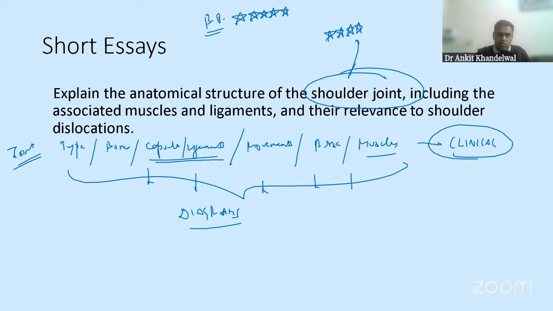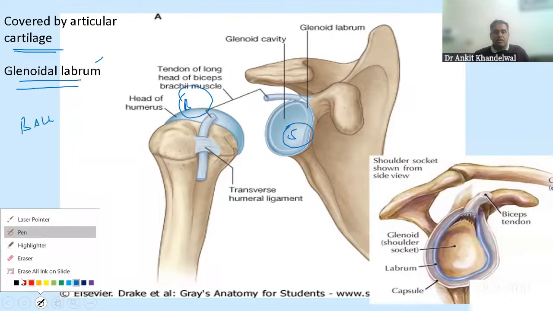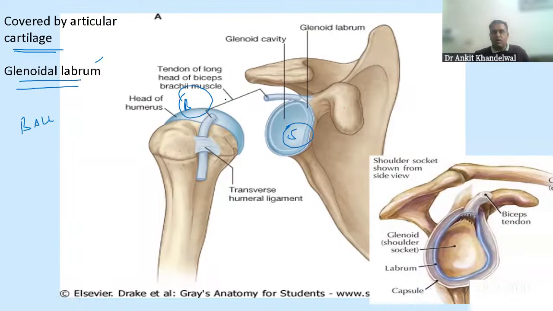Let me help you go through this shoulder joint. It is covered by articular cartilage. You have the labrum. Which type of joint is it? It is a ball and socket. You can see the ball over here, and the socket over here. In the previous session, I discussed that the surface area of the ball is around 4 times that of the socket. Therefore, it is the most commonly dislocated large joint.